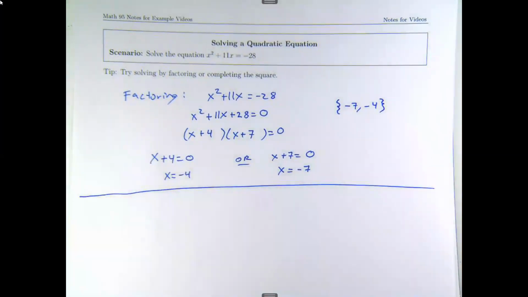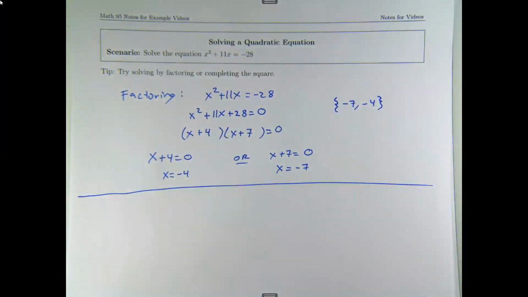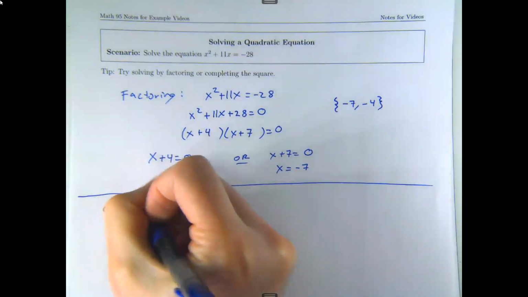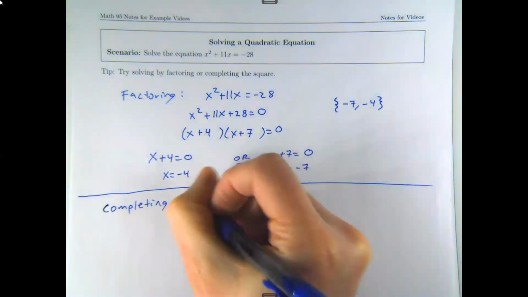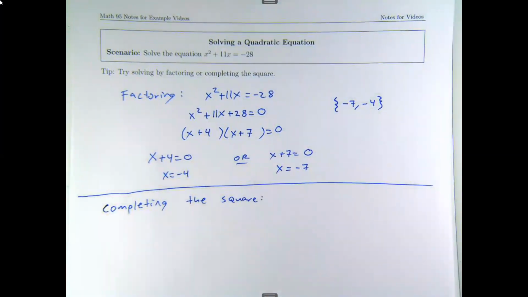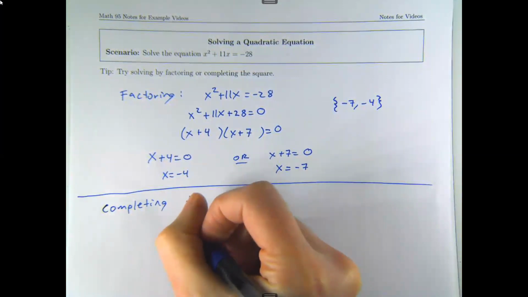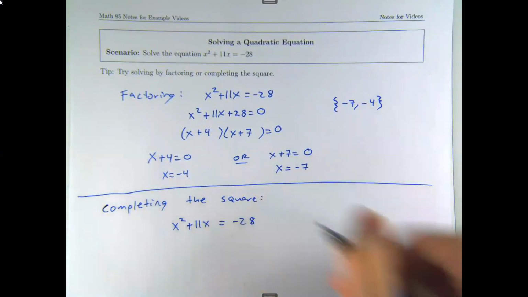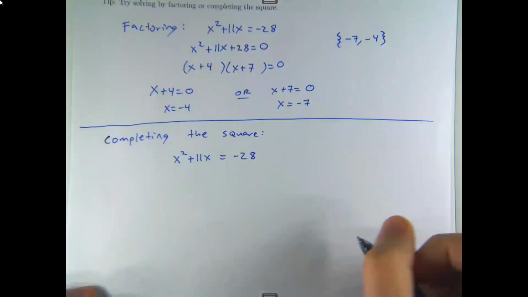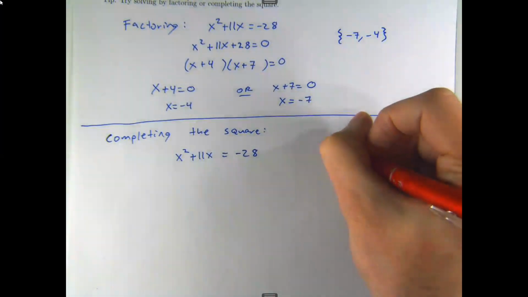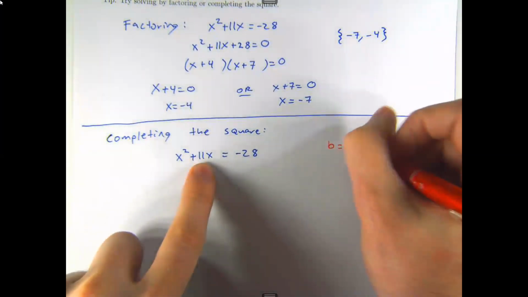Factoring is a pretty fast method if you can find the numbers at work. If that's something that you don't like doing, completing the square also works, even if it looks a little bit messier at first. So I've got x squared plus 11x equals negative 28. And when I'm completing the square, I add half of that b term squared. I'm going to do that to both sides. B is always the thing next to the x, so b here is 11.